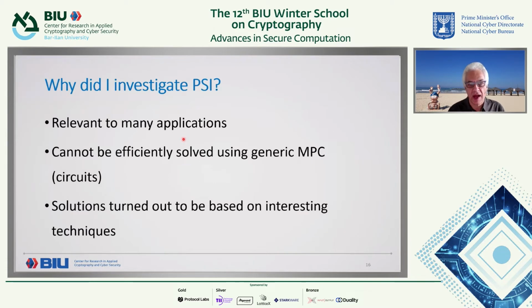So why did I investigate PSI? It's relevant for many applications, but it took us time to identify this. Also, this is a function that cannot be efficiently solved by generic MPC. Generic MPC works by computing over a circuit which computes the function. If you want to build a circuit that computes the intersection, basically you have to compare n items of Alice to n items of Bob. The simplest way to do that requires n-squared comparisons, and that's too many. If, say, n is a million, the circuit will be too large. So here is a case where you need to design a specific solution for a problem for which generic MPC is not efficient enough. And also a nice property is that the solutions turned out to be quite interesting. That was a nice extra when we worked on this.